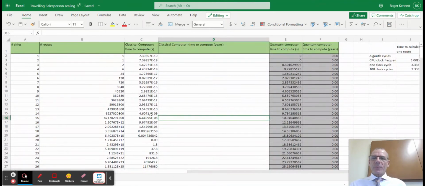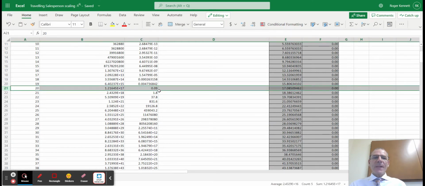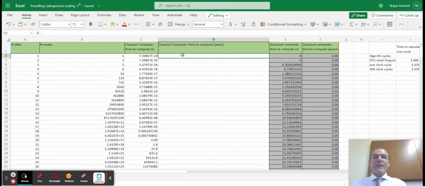It's a very, very short period of time, up to a reasonable number of cities. And when we get to 20 cities, it's going to take your computer 0.1 of a second. So you weren't even going to notice it. But when we get to 30 cities, it's going to take you a very, very long time. And that's a huge number of seconds. It's a bit hard to comprehend what that actually is. So we want to calculate it in years.